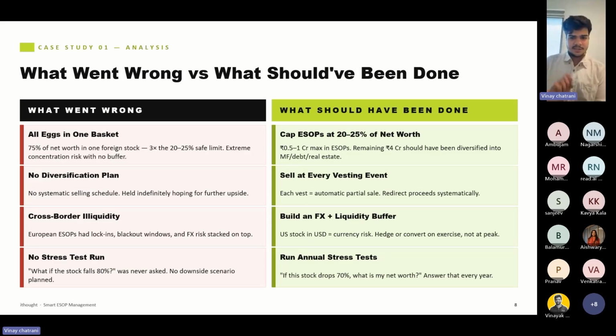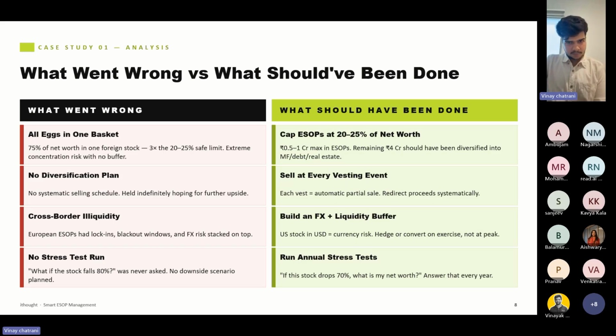Then he didn't run a stress test. This is the most important part. You need to always be conservative and say, okay, I have 80% of my wealth here. What if the stock falls? You always need to think about that, because everybody will be optimistic about their own company. Nobody runs a stress test on their own ESOP.